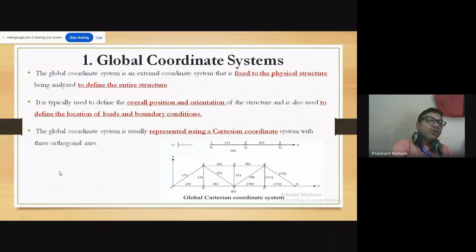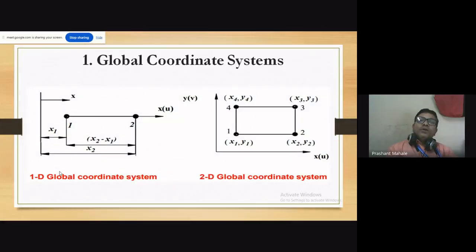That will be global coordinates. And now if I go for the global coordinate system, showing that for 1D and 2D global coordinates, you can see here this 1D. Suppose I am using this vertical line as a reference, and 1 to 2 is an element, and this line is actually the reference. From the reference line, one point is at x1 distance, and the second point is at x2 distance.